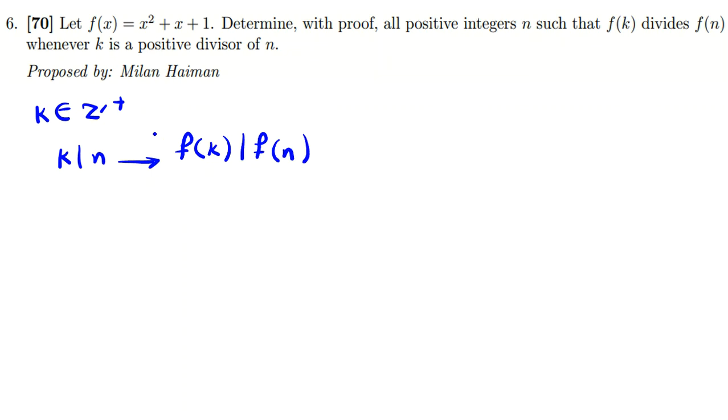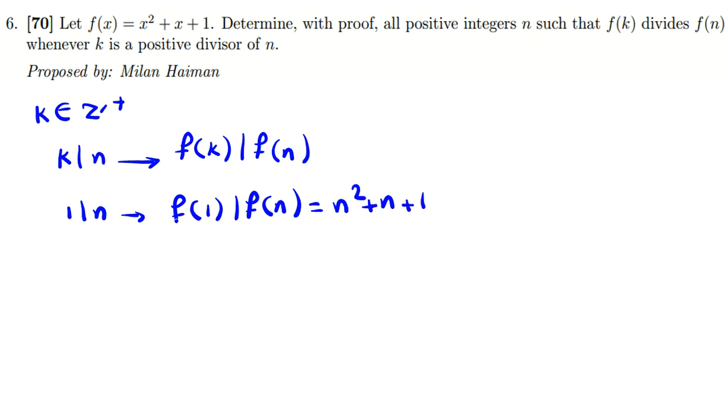Okay, so for solving this problem, we should check some small examples. For example, k equals 1 always satisfies this, since 1 always divides n. So f of 1 divides f of n for all n. f of n is n squared plus n plus 1, and f of 1 is 1 plus 1 plus 1, which is 3. So 3 divides n squared plus n plus 1.